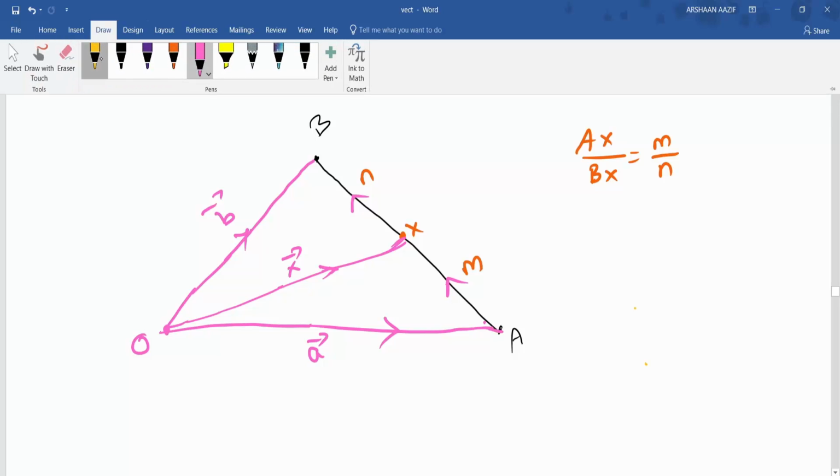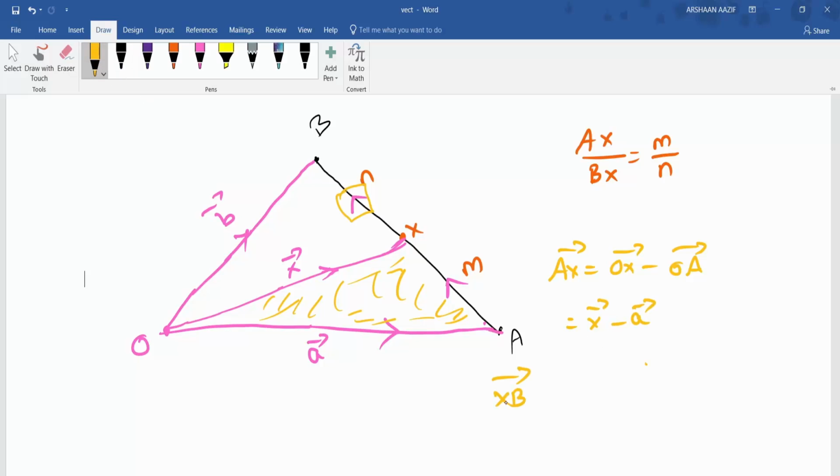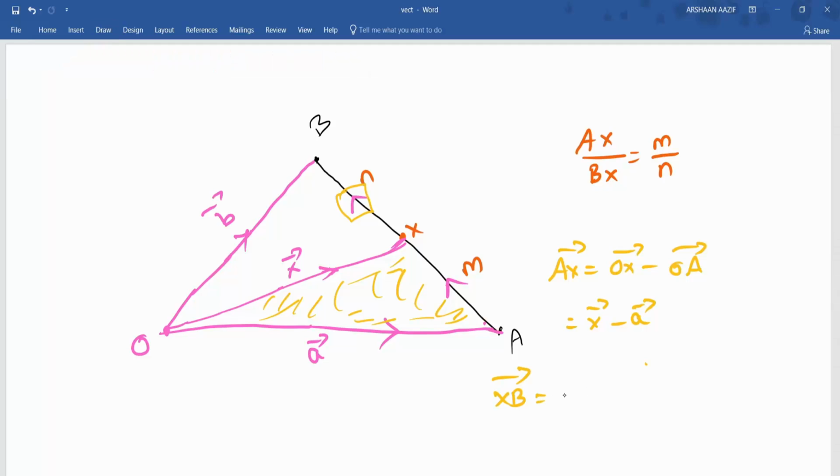Now, by using the vector formula to find the AB vector in terms of the position vectors, here we need the AX vector. So we will take this triangle where we will apply the vector form. We know that the AX vector is equal to the OX vector minus the OA vector. This is how we can find the vector using position vectors. Here, OX vector is the X vector and OA vector is the A vector. In the same way, the XB vector can be found using OB vector minus OX vector. OB vector is the B vector and OX vector is the X vector again, so it is the B vector minus the X vector.